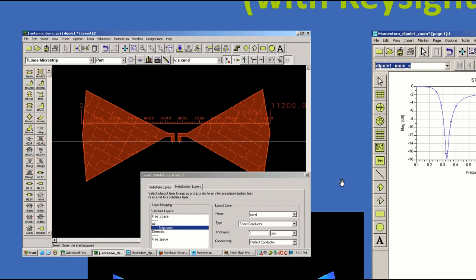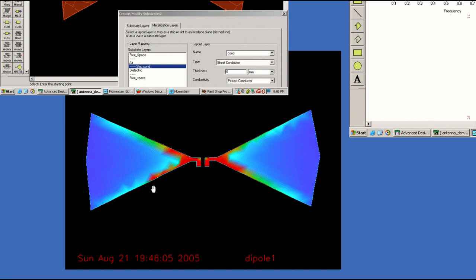And then you ask it to solve it, and it can do things like show current plots. This one's done with a color pattern. So there's higher currents here in the center where it's driven, and the currents on the edges are not really much in the center, and they decrease as you go out.